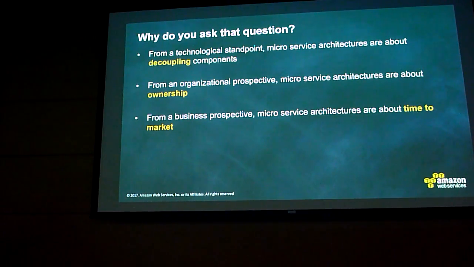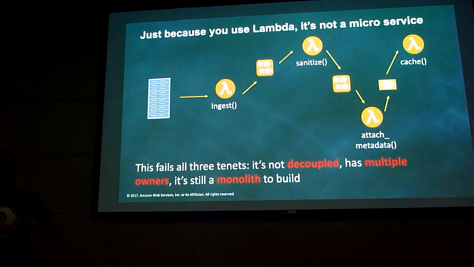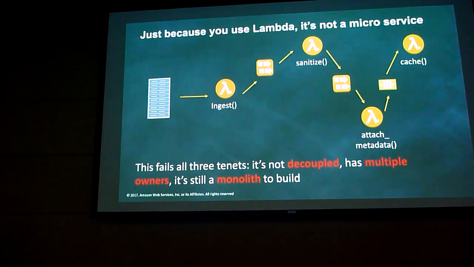But unfortunately, a lot of customers say, I'm using Lambda, therefore I'm building microservices. And this is what I end up with. This is what they show me. It's a Lambda function that pushes to a Kinesis stream that's consumed by another Lambda function that goes to another Kinesis stream. That's then another Lambda function that goes to SQS, and then that's consumed again. And this fails all of the tenets. All of the 3 tenets we set out earlier.